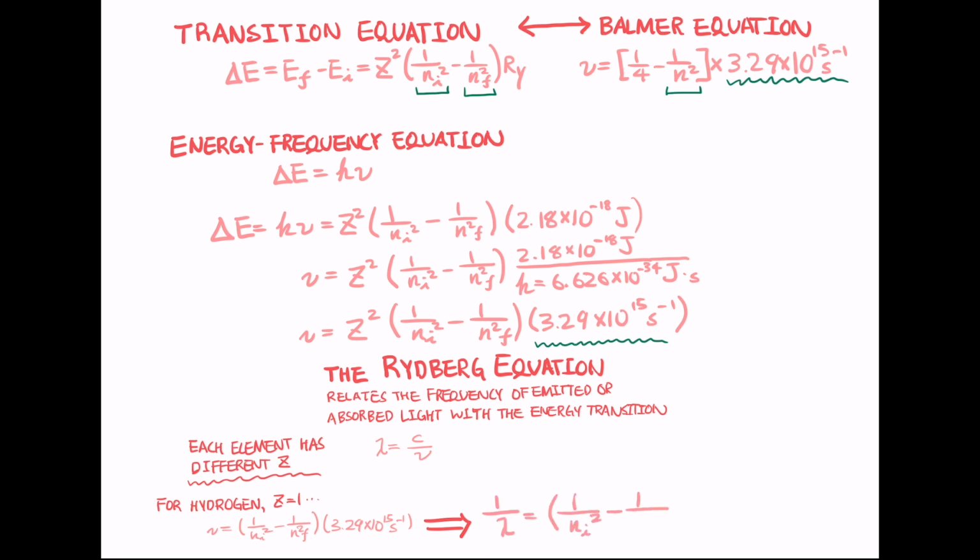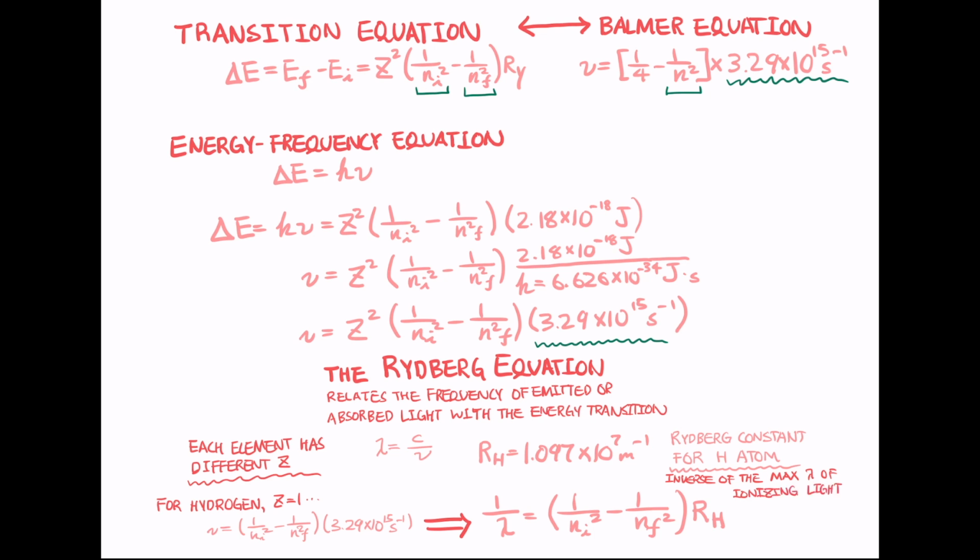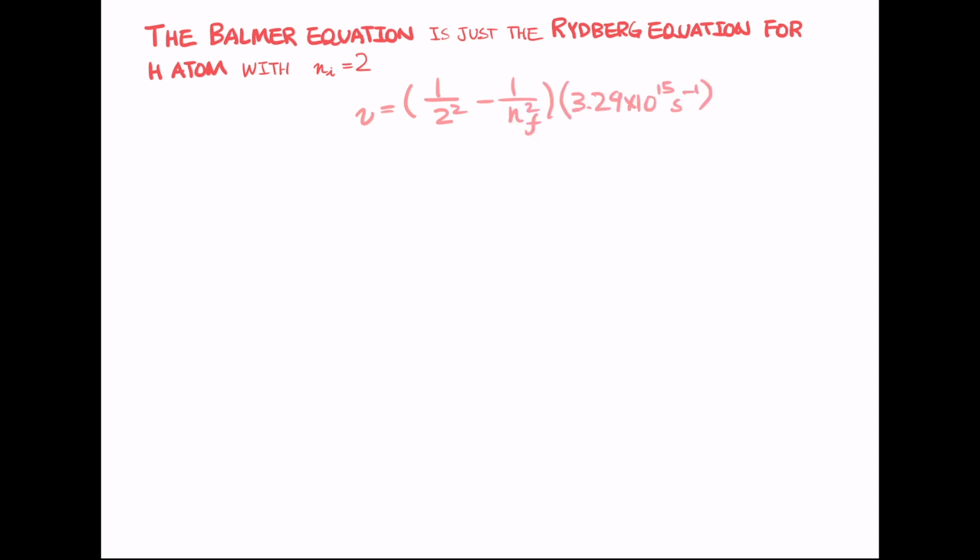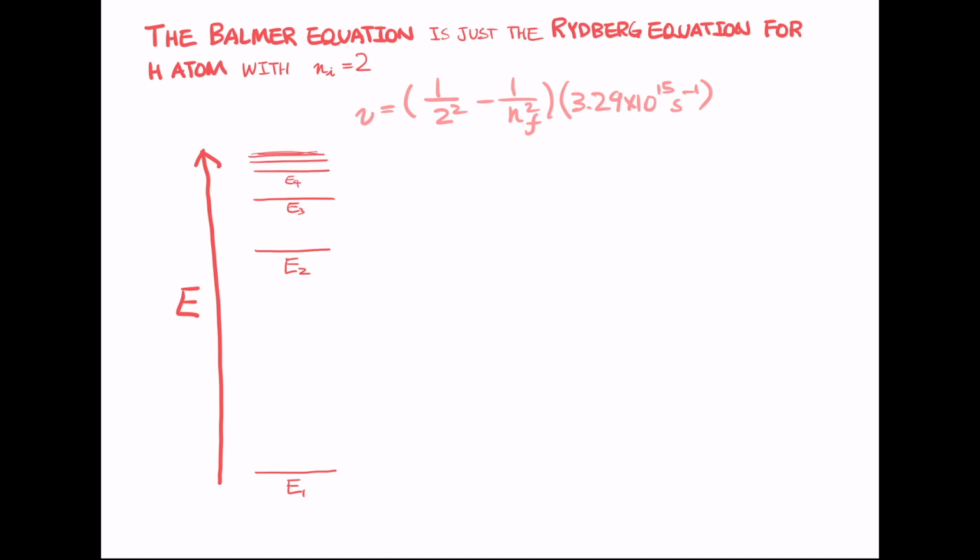In this equation, R sub H is equal to 1.097 times 10 to the 7th power per meter. This is the Rydberg constant for the hydrogen atom, the inverse of the maximum wavelength of light that can ionize the hydrogen atom. With this in mind, we can finally see how exactly the Rydberg equation relates to the Balmer equation. The Balmer equation is simply the Rydberg equation for the hydrogen atom with n sub i equals 2. That is, what frequencies of light are absorbed to excite the electron from n equals 2. Conversely, what frequencies of light are emitted when the electron relaxes to n equals 2.